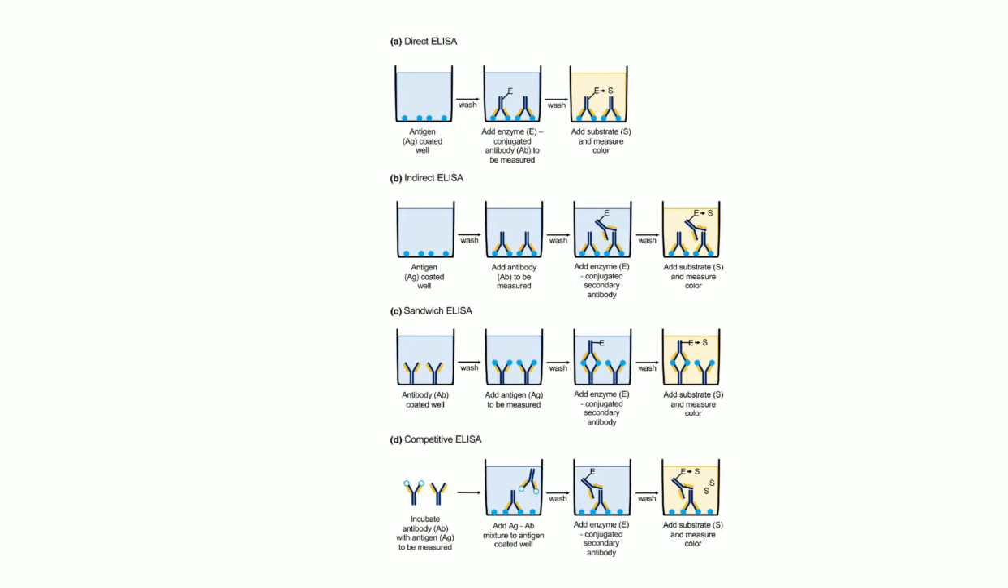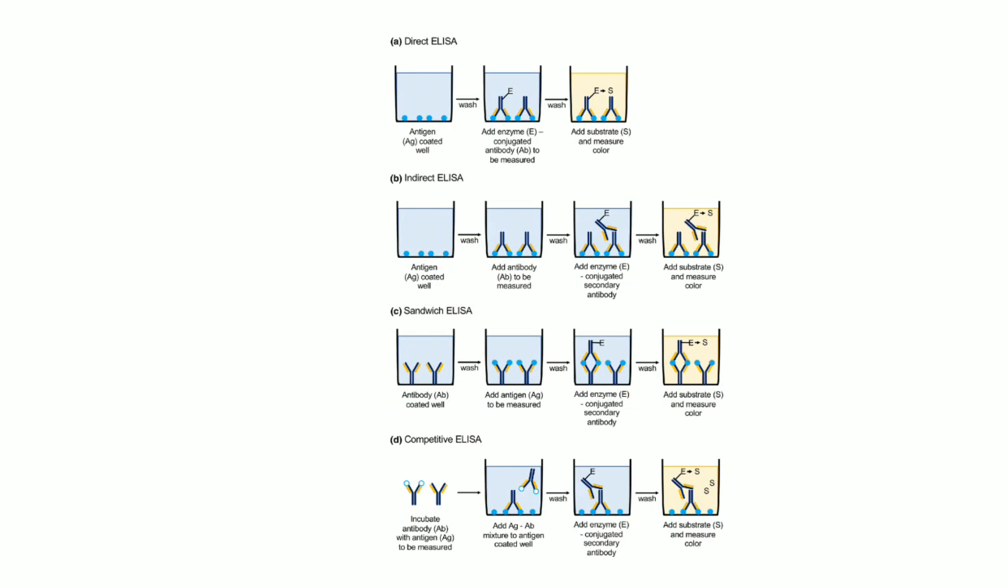Usually to perform this ELISA we have to take something called a well. In a microtiter plate you have so many wells. In direct ELISA, first you will add the antigen so that the well will be coated by the antigen. Now you will add the antibody which is conjugated with an enzyme. So this antibody will bind to the coated antigen.